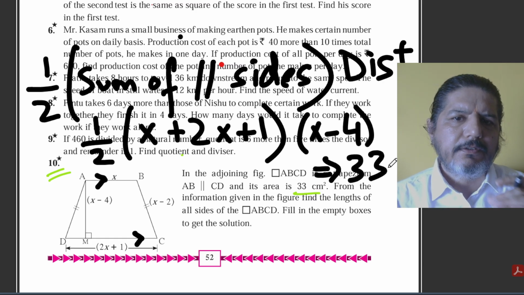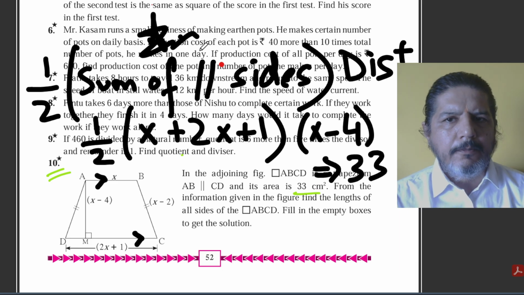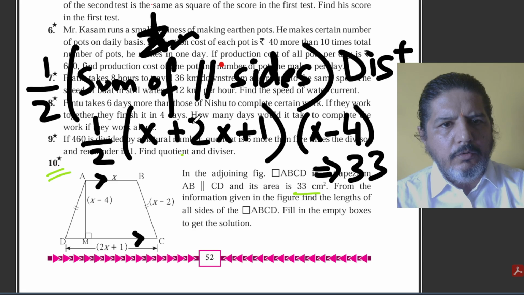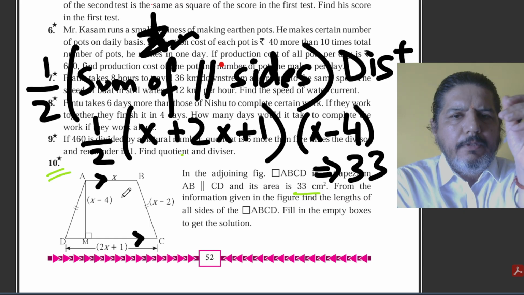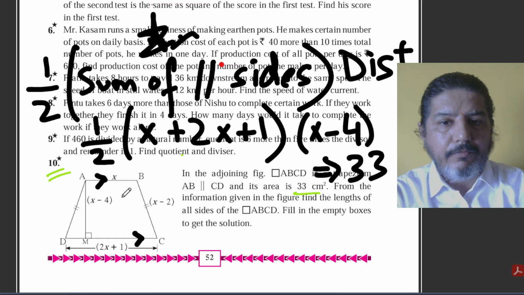All that you need to know is the area of a trapezium. So please remember this is an important formula. At times students forget the area of a trapezium. Please remember this. Another mistake that students make is that they find the value of x and then assume that the value of x is the final answer.